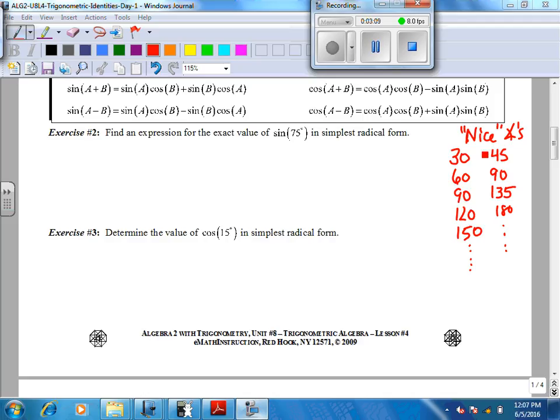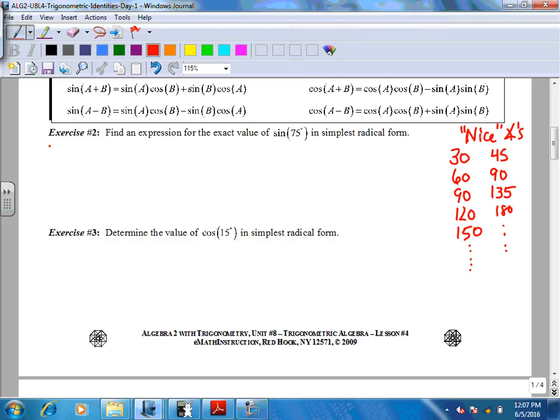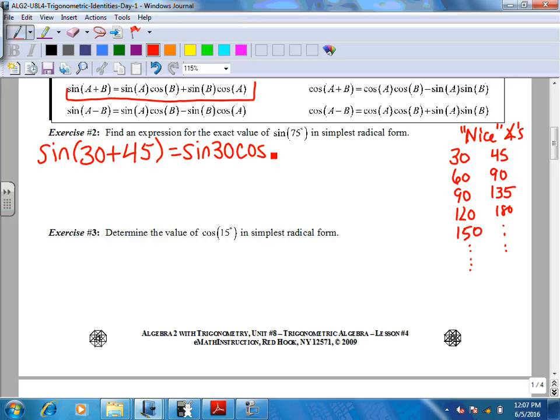Well, one of the easiest ones that I see is 30 plus 45. So sine 75, we can rewrite as sine 30 plus 45, which matches up with this formula here. Instead of A, we have 30, so sine of 30. Instead of B, we have 45, so cosine 45, plus sine 45, cosine 30.